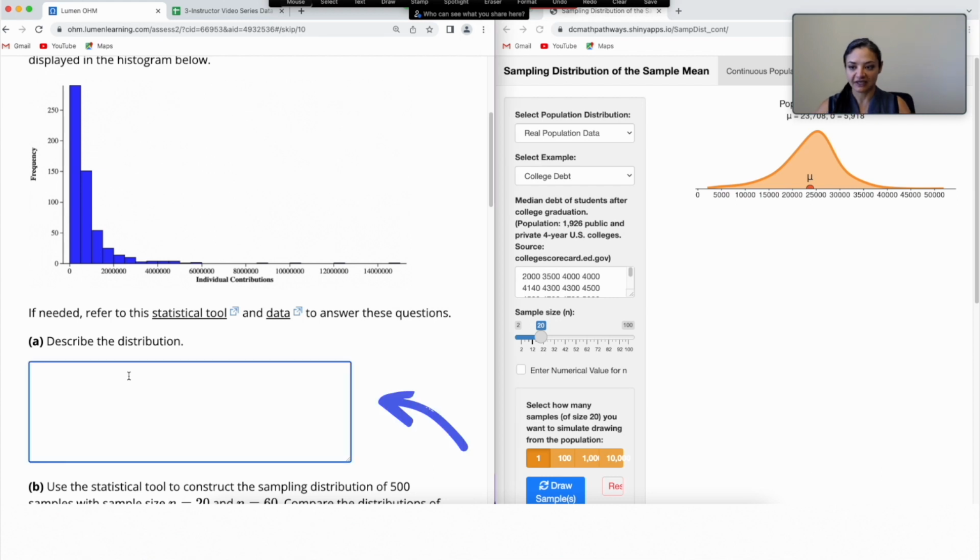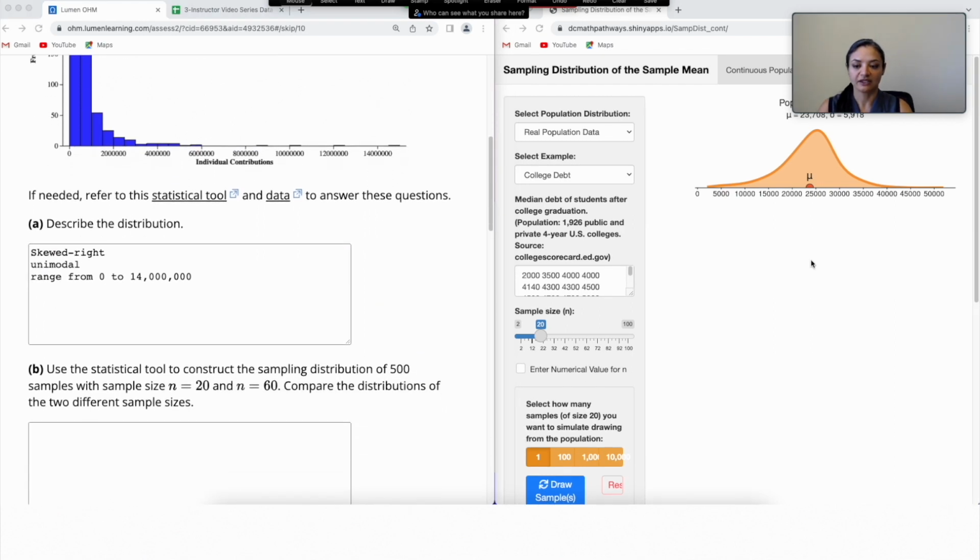Well, the first thing that I see here is that this is skewed to the right. And I also see that it looks to be unimodal. I only see one bump. I also can kind of tell that the range goes from 0 to about 14 million. So range from 0 to 14 million.